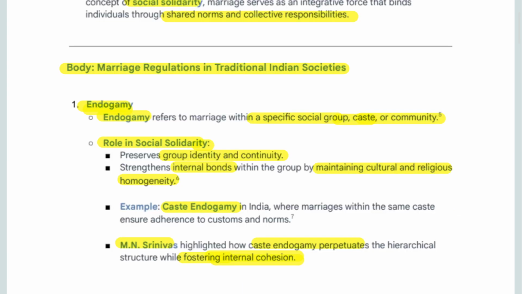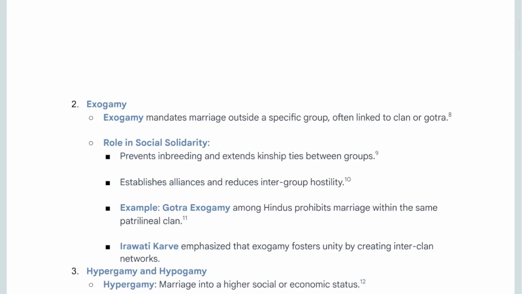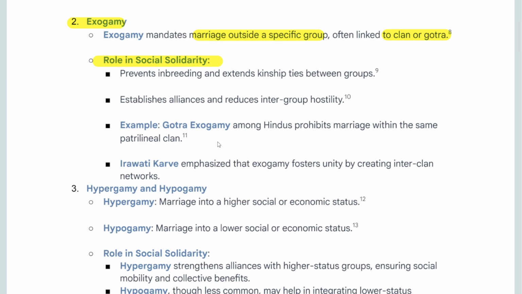Makes sense. Now, the flip side is exogamy. This is where you have to marry outside your specific group. Often it's outside your clan, or what's called a gotra in India. Okay, now this is interesting. Marrying outside your group seems counterintuitive if you want to strengthen your own group. How does connecting with an outside group make your own group stronger?